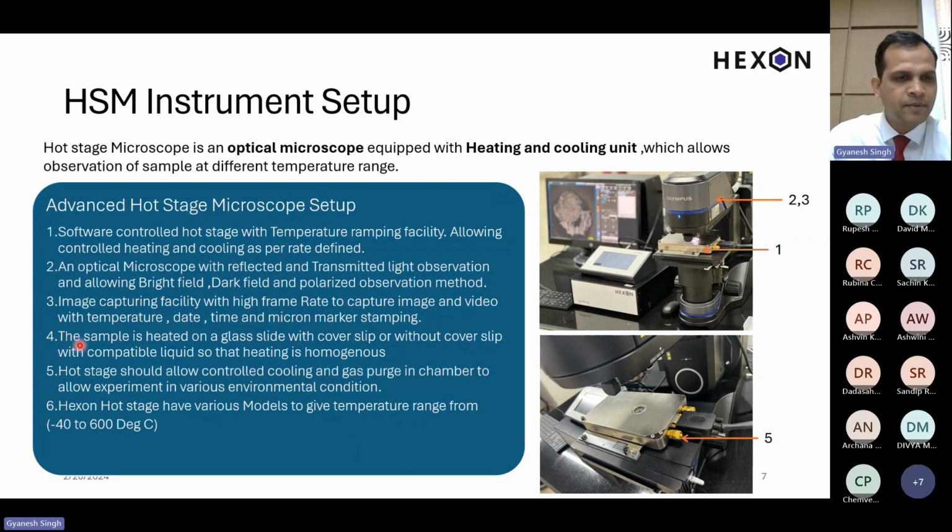Then the fourth point: the sample is heated on a glass slide with a cover slip or without a cover slip, with a compatible liquid. It depends whether we are observing the sample in an open environment, placing particles on a slide, or dipping it in liquid. If you are putting it in a liquid like glycerine, which has a boiling point of roughly 290 degrees Celsius, and my particle melting is at 150 or 200, probably I can use glycerine so that the liquid covers the entire 360 degrees of the sample and gives it homogeneous heating. Of course, we also need to understand whether our sample is compatible with glycerine or whether it changes form.